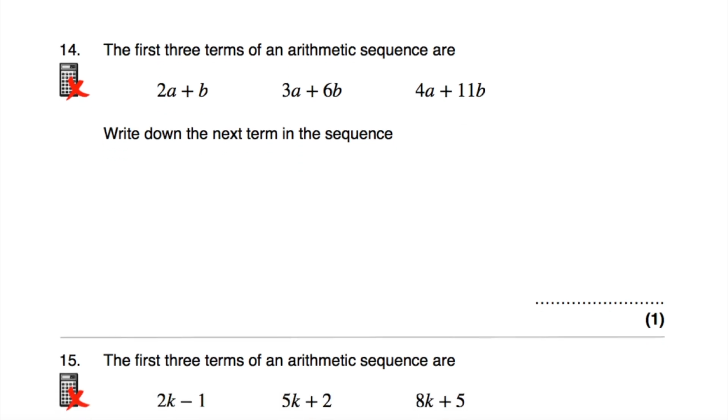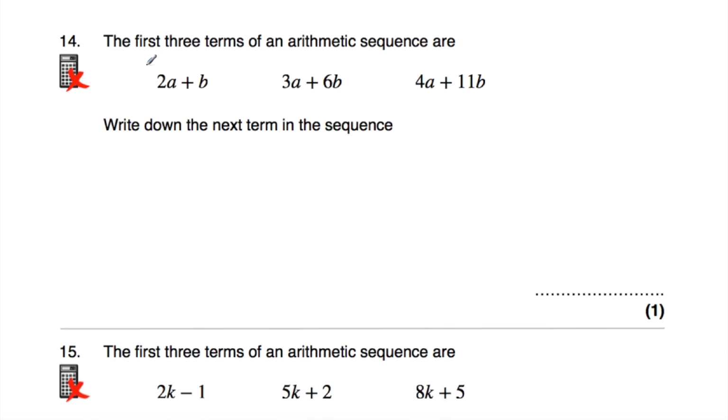Okay, let's look at our next question, question number 14. So question number 14 says the first three terms of an arithmetic sequence are 2a plus b, 3a plus 6b, and 4a plus 11b. And the question says write down the next term in the sequence. So we want to find the fourth term in the sequence.